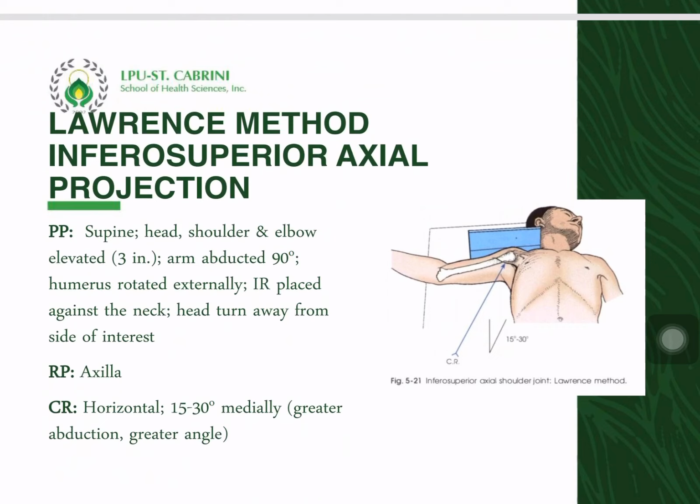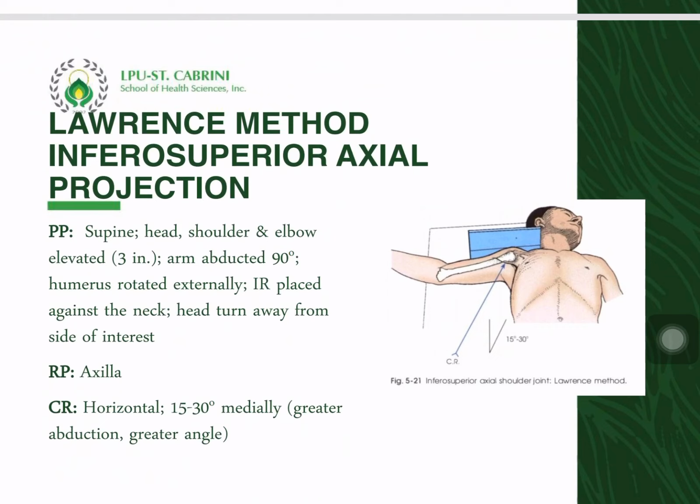So the central ray is directed horizontally through the axilla to the region of the acromioclavicular articulation, and the degree of medial angulation is often between 15 to 30 degrees. The greater the abduction of the arm, the greater the angulation of the central ray.